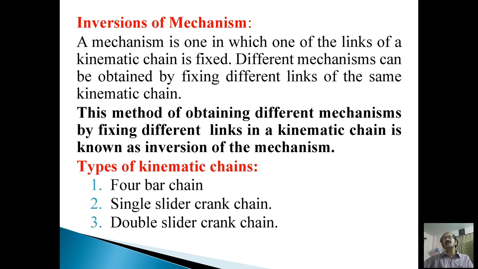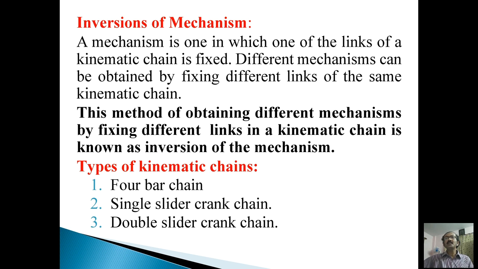Now, inversion of mechanism. So what is inversion of mechanism? A mechanism is one in which one of the links of a kinematic chain is fixed. Different mechanisms can be obtained by fixing different links of the same kinematic chain. This method of obtaining different mechanisms by fixing different links in a kinematic chain is known as inversion of mechanism.